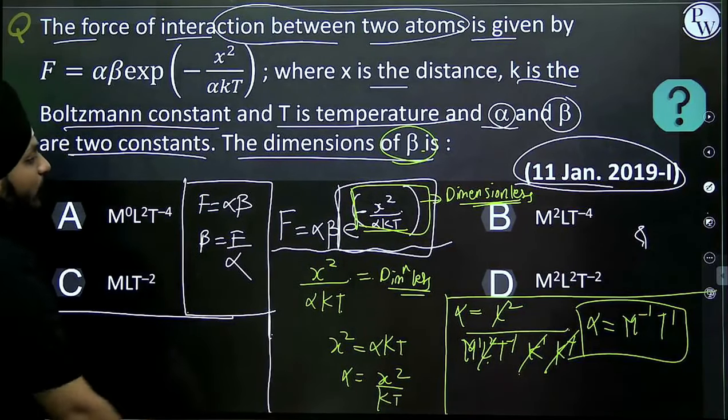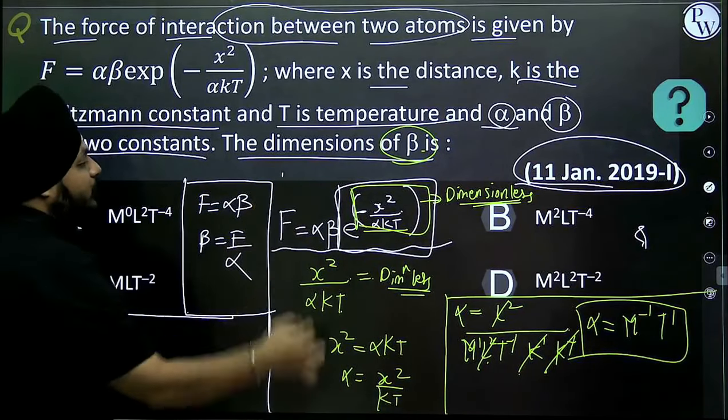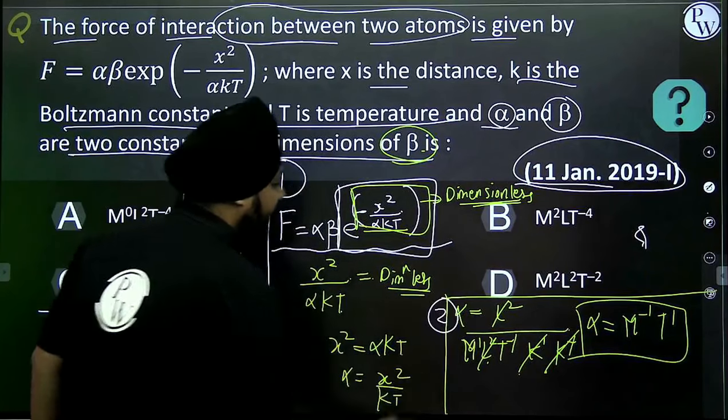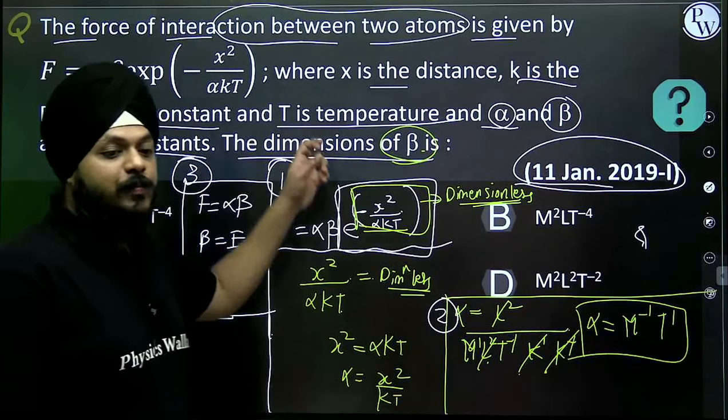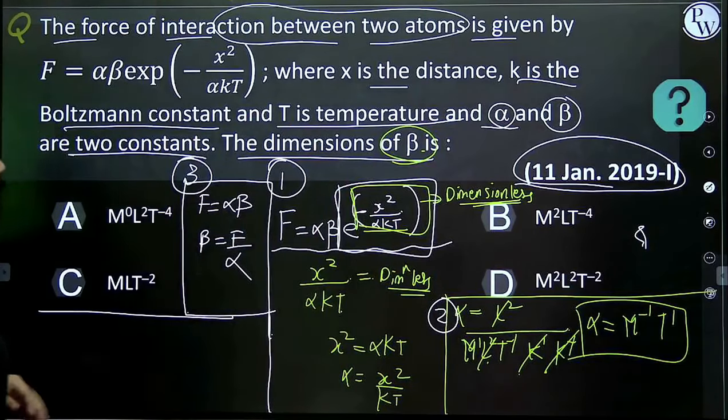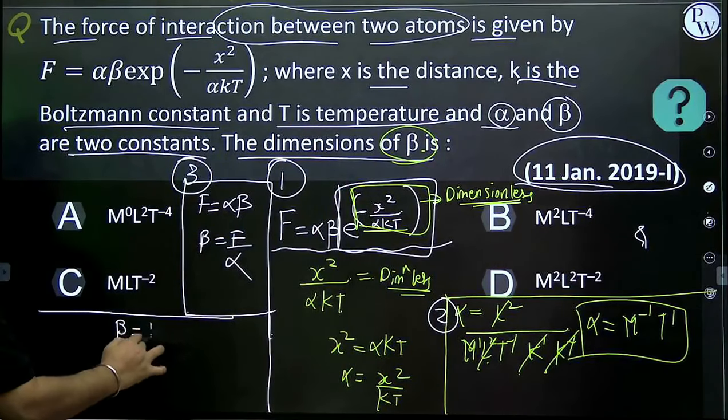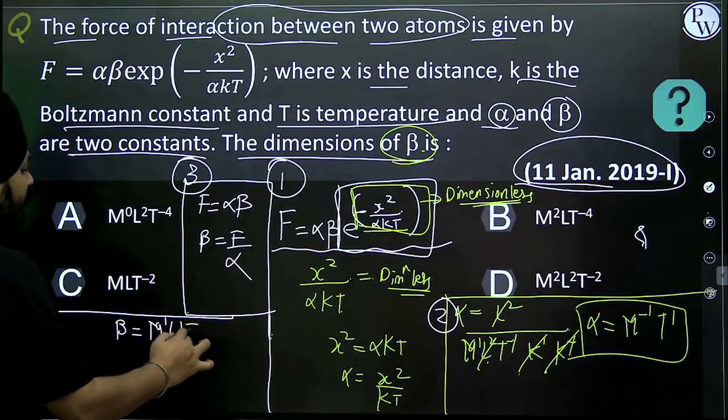Beta will be equivalent to f by alpha. So this is the first part of the solution, right? This is the second part of the solution, and right now we are dealing with the third part of the solution. First part, second part, and third part, right? So what will be the dimensions of beta? Dimensions of force, that is m1 L1 T minus 2.